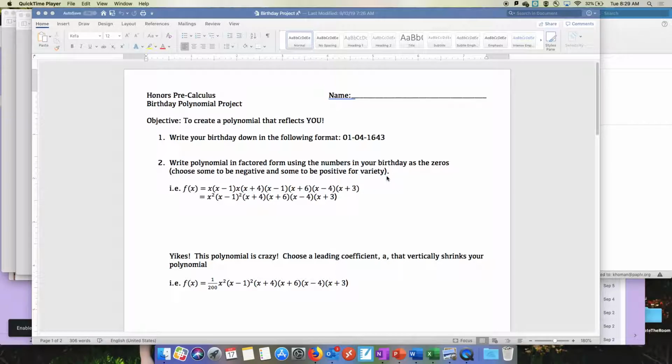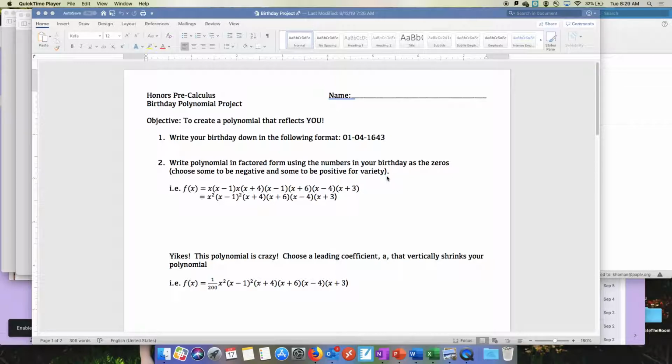Here's another 0 of 1. 6 I made into a -6. 4 and then 3 I made into a -3. So I wrote 8 factors down for my 8-digit birthday. And then I rewrote it to look a little bit nicer. So any zeros that I had multiplicity of greater than 1, I grouped those together and squared them. Maybe you even have a cube on one of your factors. Okay? But I would suggest getting some negatives and positives thrown in there, okay, for some variety.